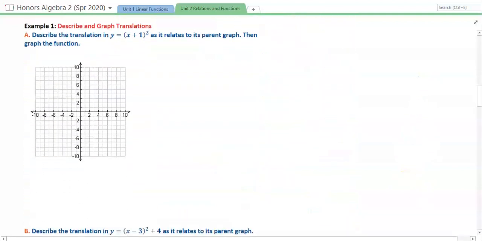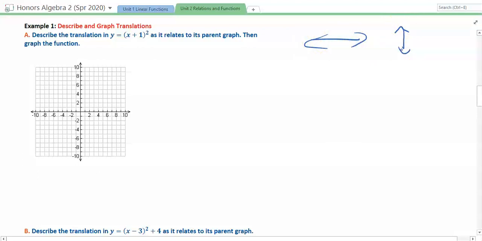So the first of the three transformations we talk about is translations. And we can translate in two directions. We can translate in the horizontal, or we can translate in the vertical. Or we can combine the two and we get a diagonal translation, but we still talk about the horizontal component and the vertical component of it.